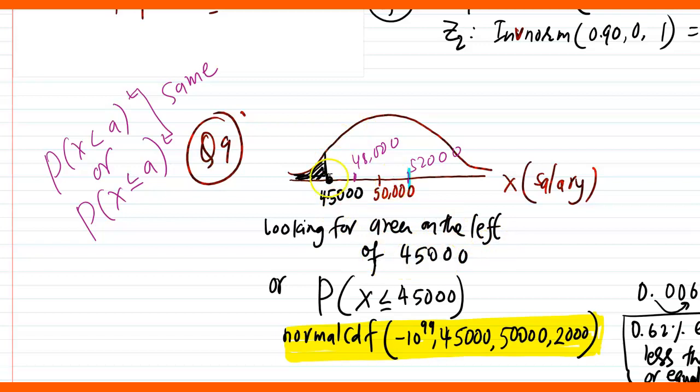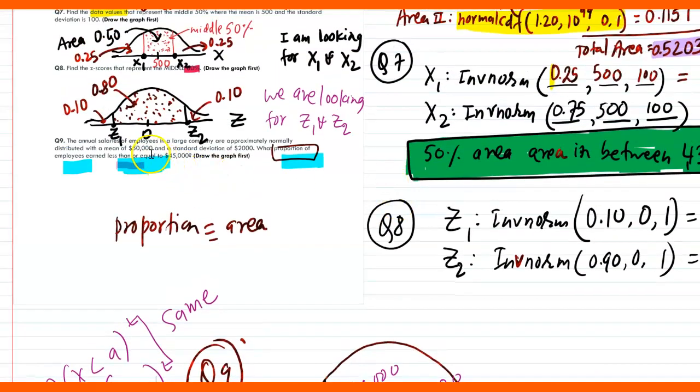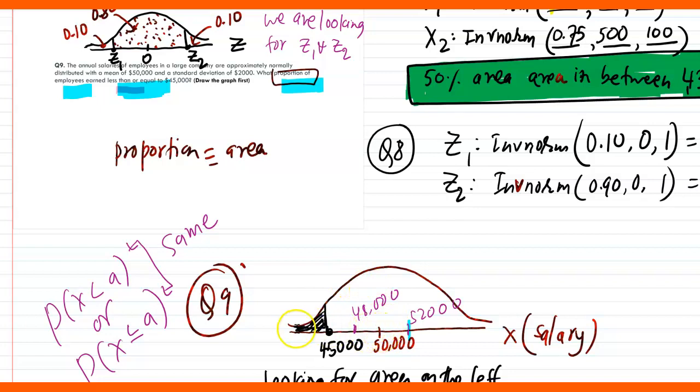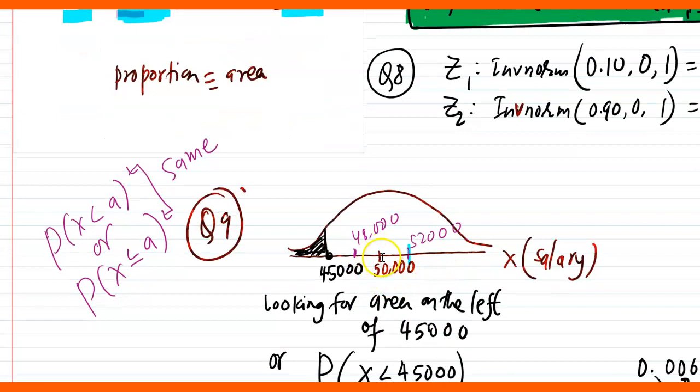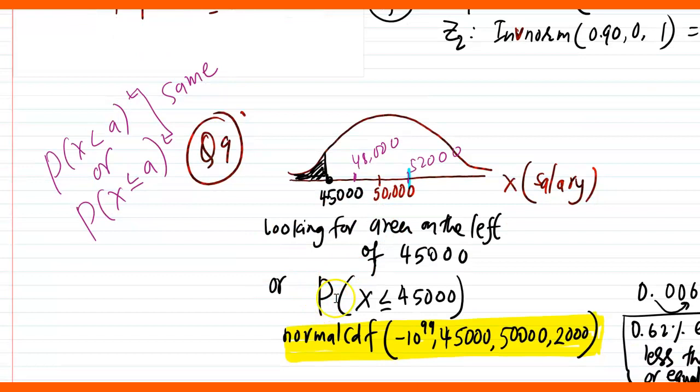$45,000. Remember that this line is the X line here, not Z, because the mean here, 50,000, is the X data point as a mean. If it were Z, this mean would be 0. Notice that. This is the X value, therefore I put X here. Here X represents the salary. That's the average salary, 50,000, and 45,000 is one of the X values. And the question is asking for how much proportion of the people earn less than 45,000. Okay, therefore we're looking for P(X ≤ 45,000).